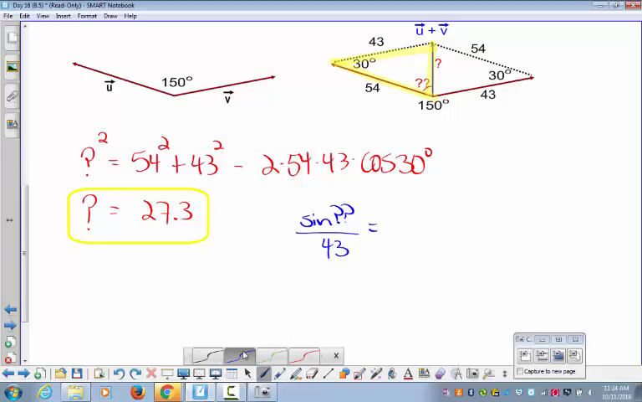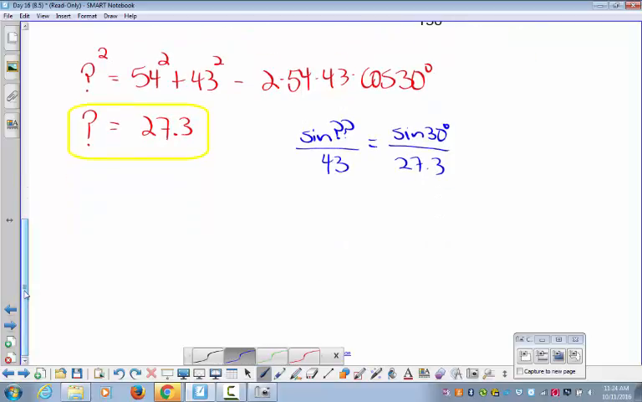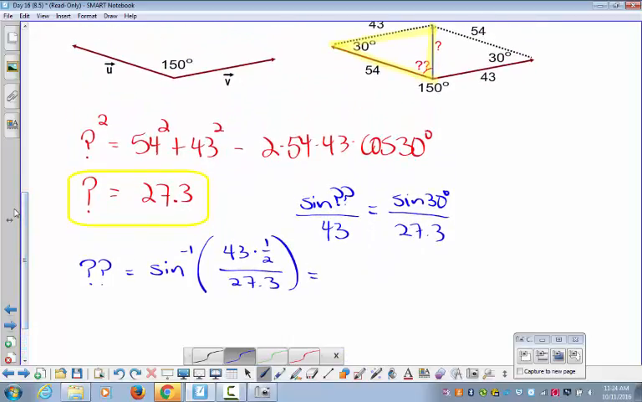We have the 54. And we have, excuse me, not the 54. We don't know the angle opposite 54. We have the 30 degrees, and we have the side opposite that we just found above. So that's going to be sine of 30 divided by 27.3. And again, to mitigate error, it's best if you want a couple more decimal places on that just to be safe. So our double question mark will be the inverse sine of 43 multiplied by sine of 30, we know that's 1/2, so we can plug that in right away, over 27.3. And this they said to round to the nearest degree.